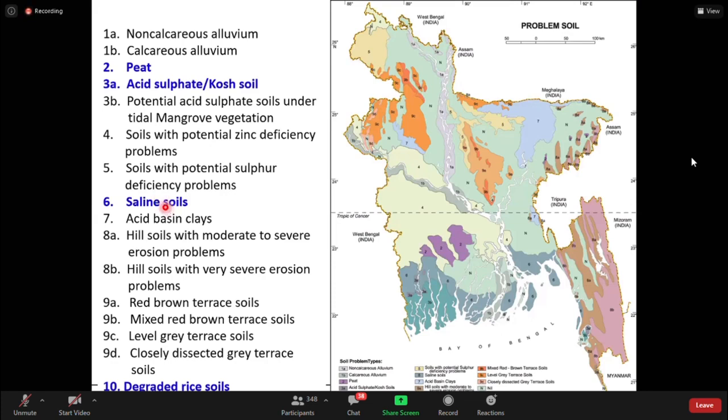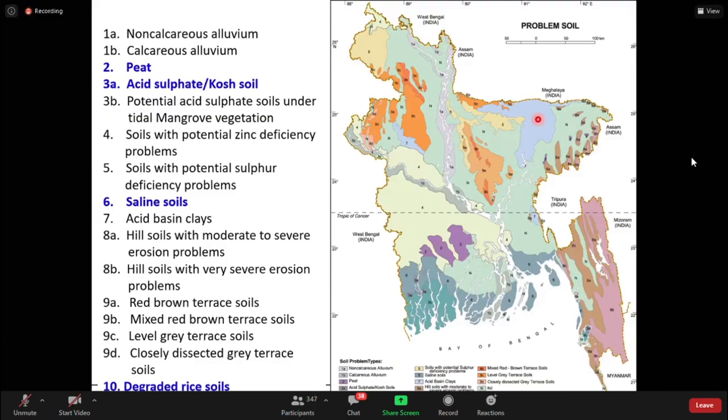Acid basin clays, number 7, is located in the Howrah areas, even in Cholonbil. These are acid basin clays with high clay content. Due to high clay content, these soils are problematic for growing crops. So these are also problem soils.